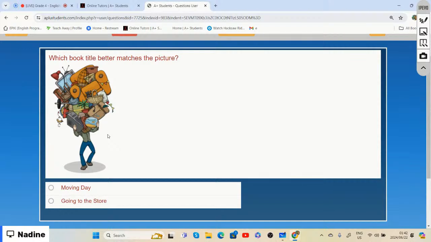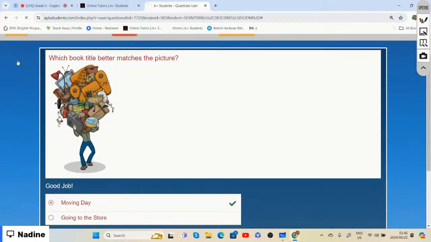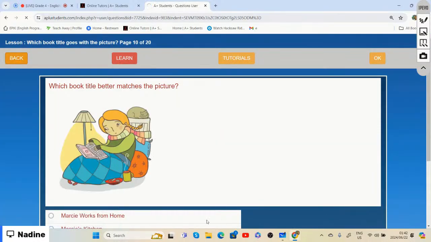So is it Moving Day, option one, or option two, which is Going to the Store? If we were to choose the correct book title, we would say it is Moving Day, because he's literally moving with everything: his couch, his fish tank, his suitcases, baskets, lamp, television, right? So it is Moving Day. All right, well done.